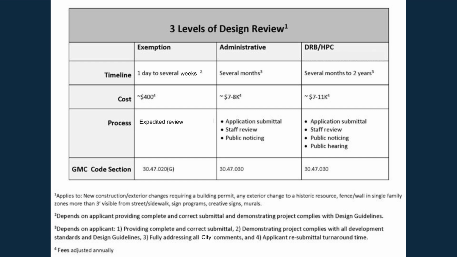The third category is design review board. This is the same process as an administrative design review, but it includes a public hearing. This level of review typically applies to new houses, additions at the front that add a story, and projects that do not comply with the design guidelines, since staff cannot recommend approval, so they need to be reviewed by the board. The fee for this level of review is currently $7,000 to $11,000. Fees get adjusted annually, and the processing time is several months.